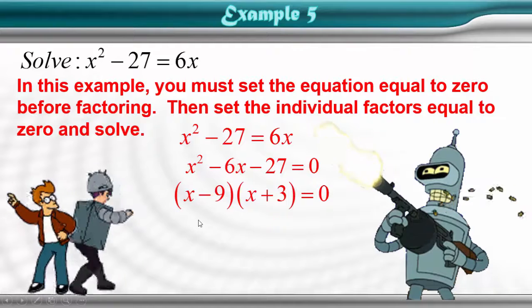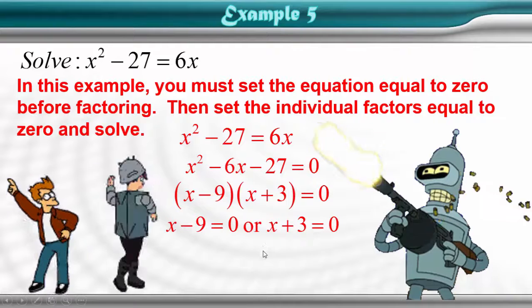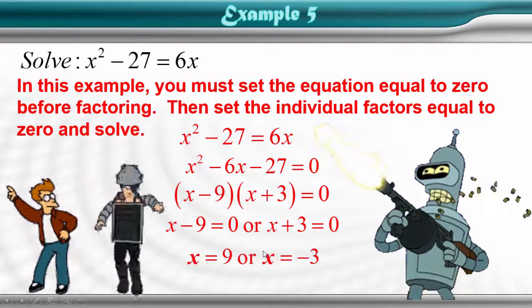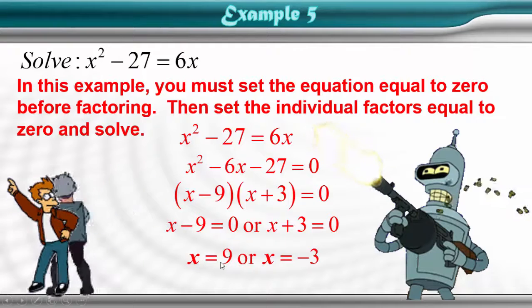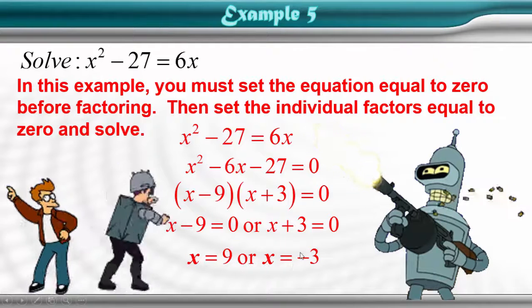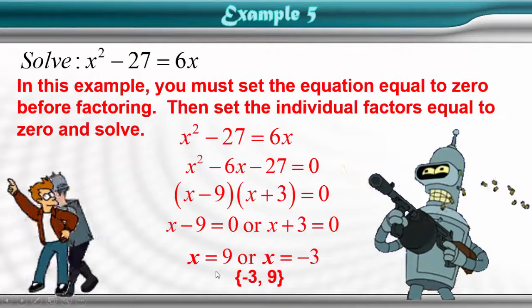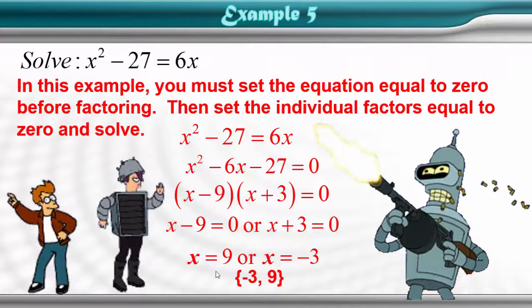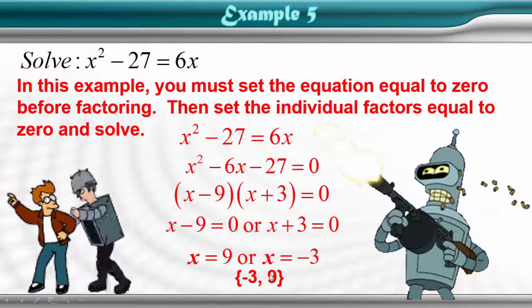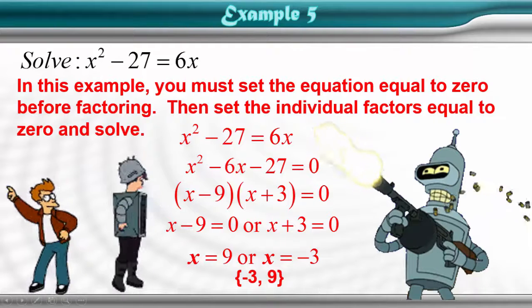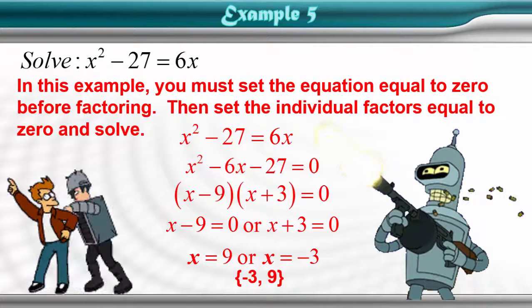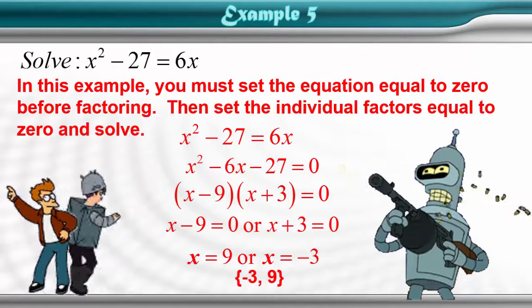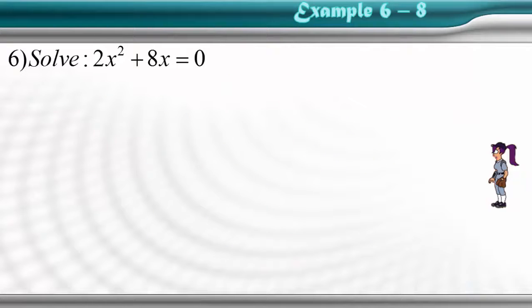Then we factored, and each factor we set equal to 0, and solved each factor and found that x is equal to 9 or x is equal to negative 3. The solution set of this is negative 3, 9. And notice how we use the curly brackets to indicate that it is the set of numbers that solves this equation. In example 6, we're asked to solve 2x squared plus 8x is equal to 0.